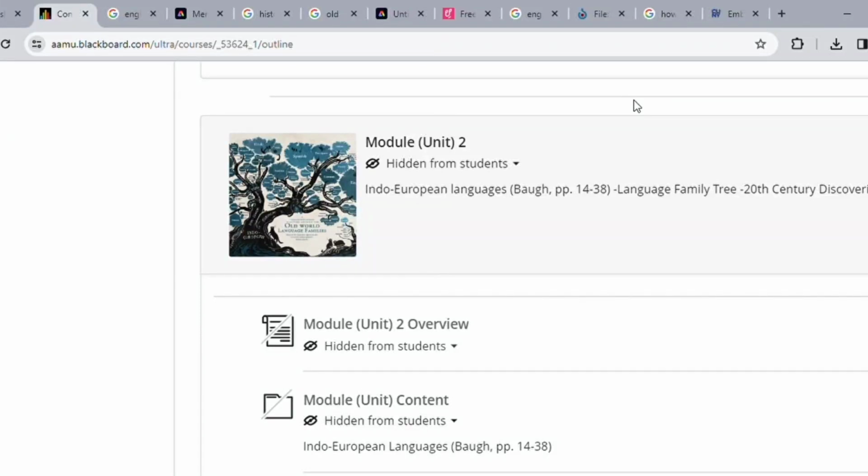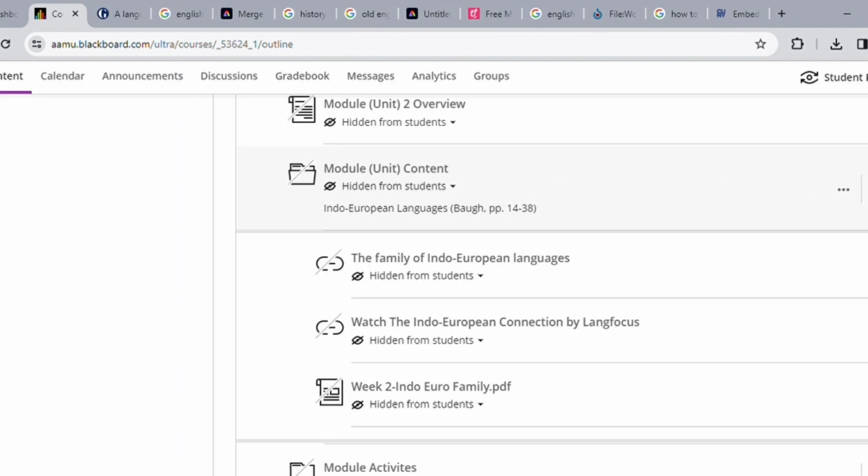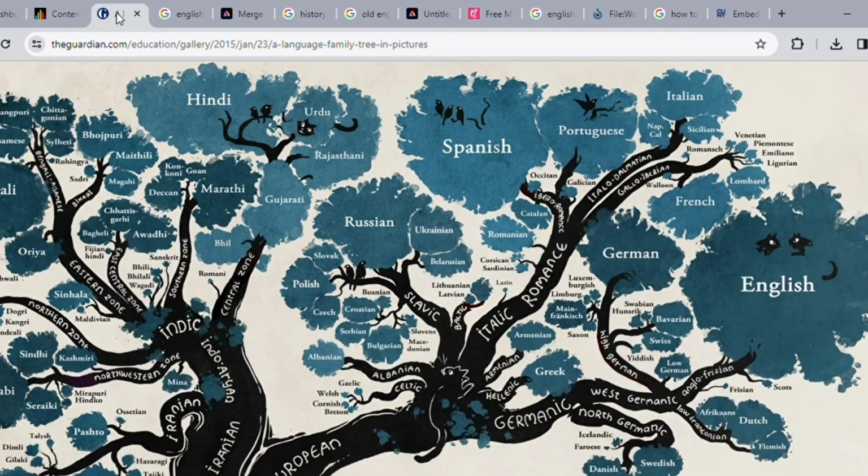In this module 2, we will try to explore the root of the English language through its language tree. It will help us to understand how it is related to the Germanic branch of the Indo-European languages. Please read the textbook from pages 14 through 38 to explore the history of the English language. There are some interesting materials here for you to read and to learn on this topic.